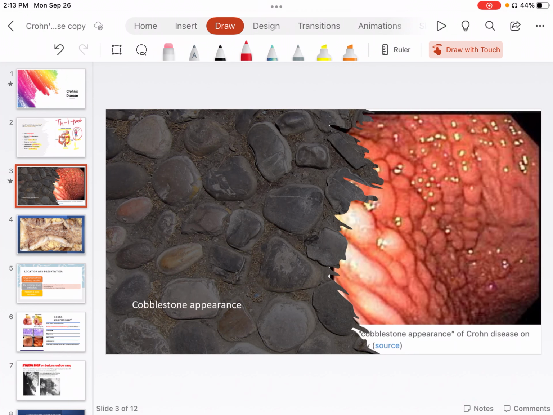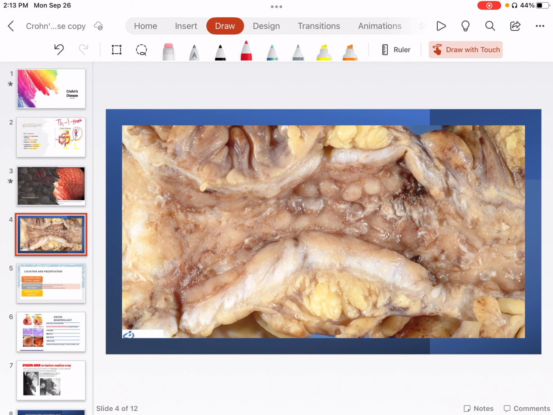Here you can see cobblestones, very similar to cobblestones. There is an endoscopic view of the colon. Inside the colon, what's going on? This cobblestone appearance is actually an inflammation, and there are fatty changes. You will see these creeping fats around the colon. There are cobblestones here. Due to transmural inflammation of the colon wall, there is narrowing of the colon lumen.